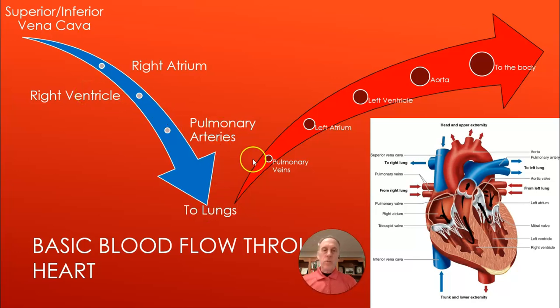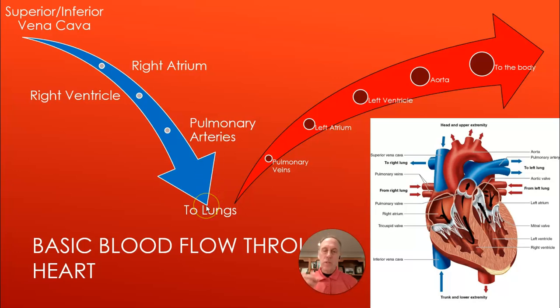From the lungs, it goes to the pulmonary veins. Notice the difference there, right? Arteries, now veins. You're taking blood away from the heart. You're sending it to the lungs. Notice pulmonary infers lungs. So you're going away from the heart to the lungs via the pulmonary arteries.